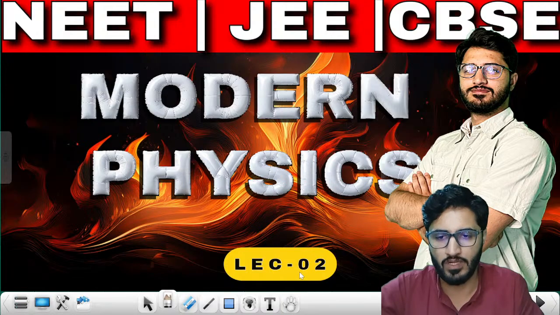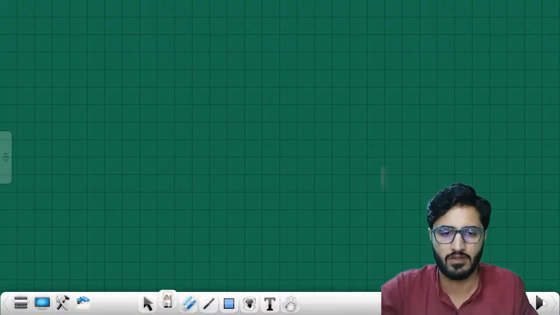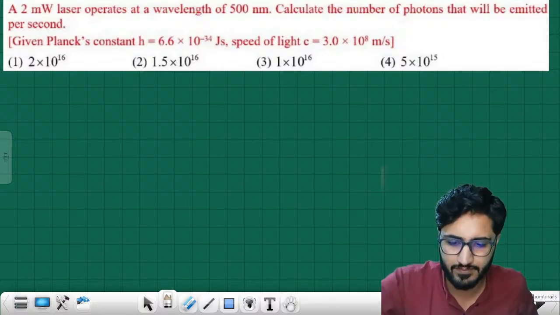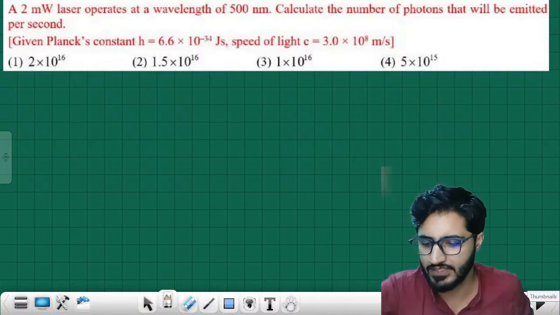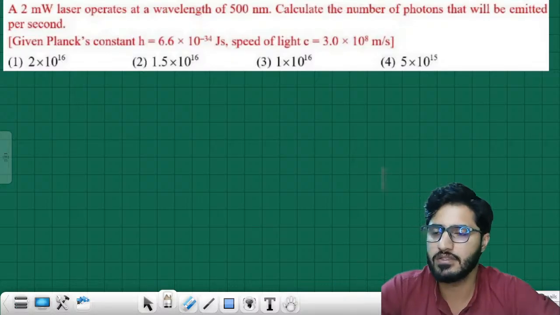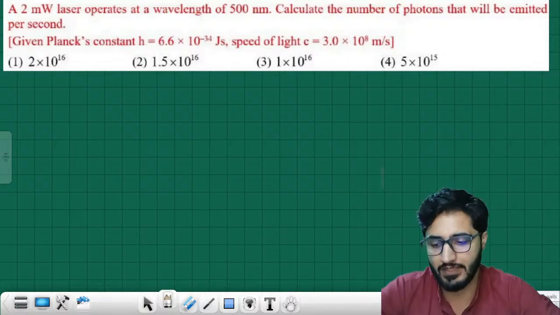Look now. So today we will be starting lecture number 2. We will be starting this lecture with the first numerical. The numerical you can see on the screen is: we have a 2 milliwatt laser that operates at a wavelength of 500 nanometer. Calculate the number of photons that will be emitted per second.